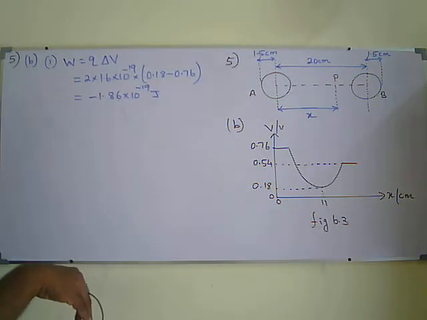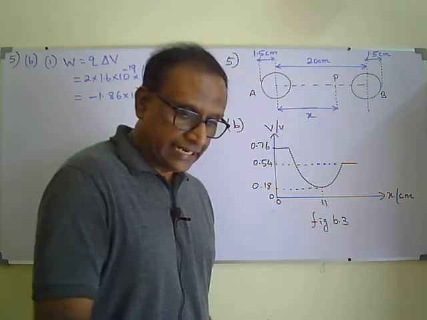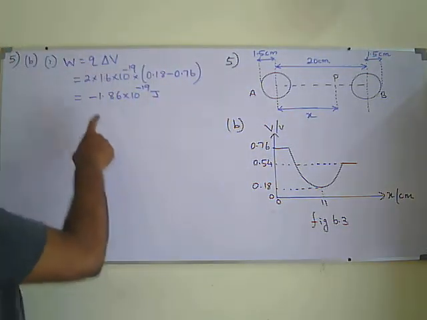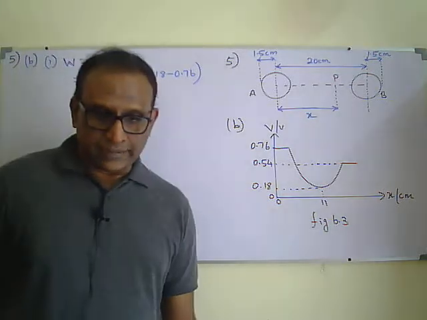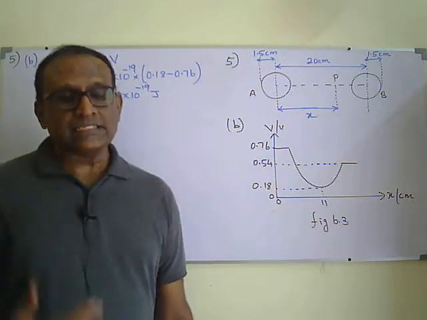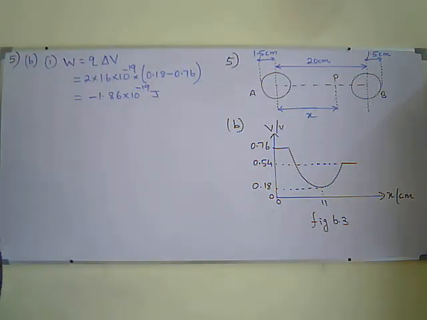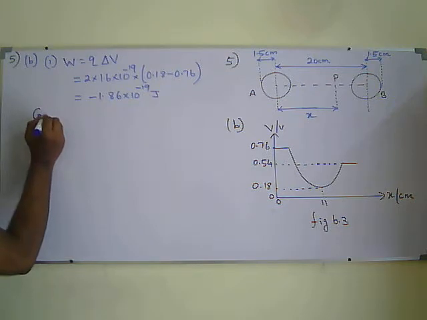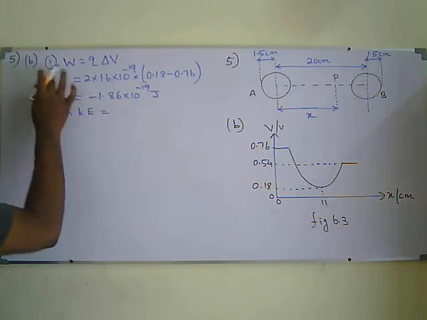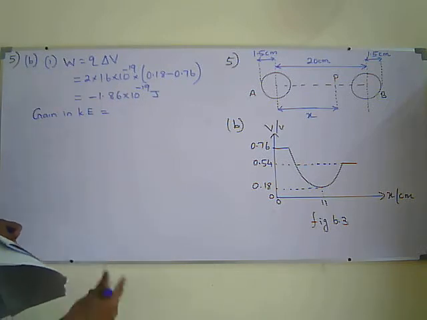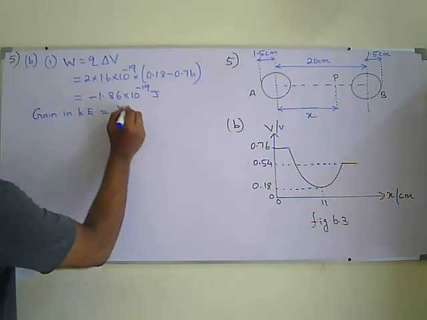Okay, so the work done is going to be a negative quantity, right? Minus 1.86 × 10^-19 joule. So that means it's going to gain kinetic energy. So I can say the gain in kinetic energy is equal to the work done by the electric field. That's the reason it's gaining kinetic energy, equal to work done.